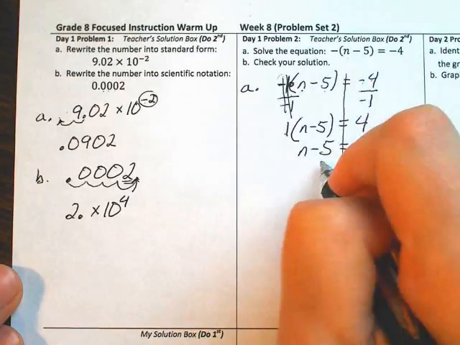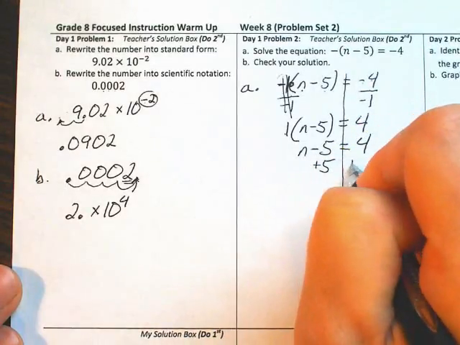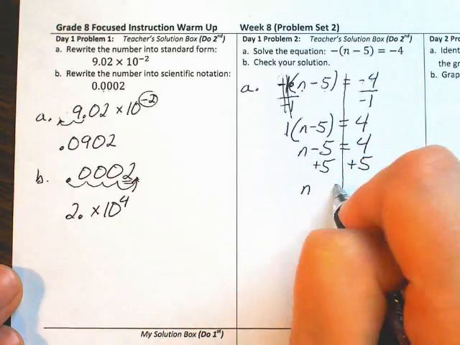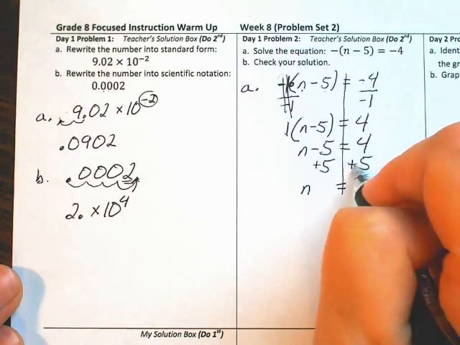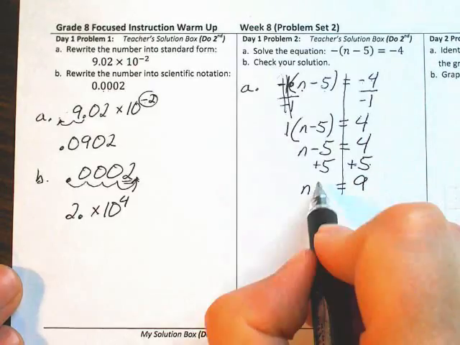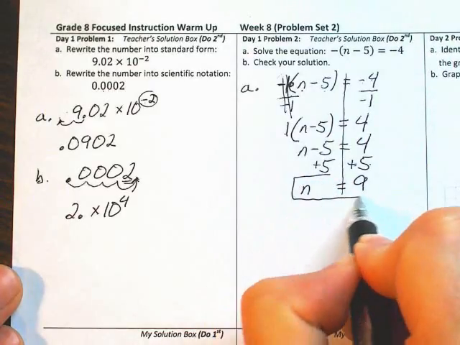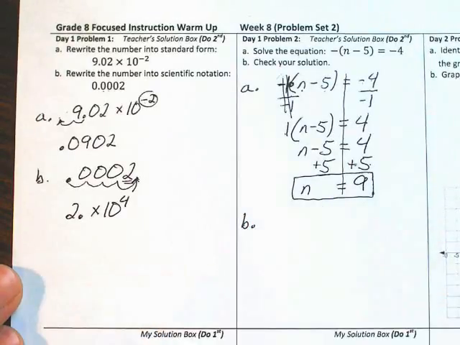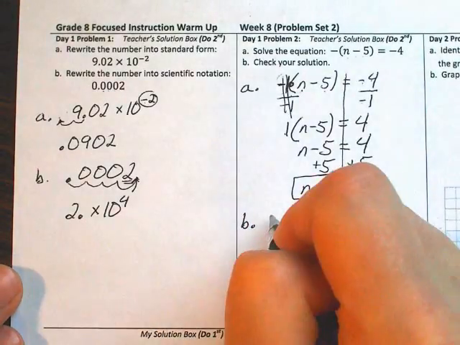To remove -5, add 5 underneath. Bring down the n is equal to 4 plus 5 makes 9. So we have the solution n equals 9 that we think is correct. And in Part B, we're going to check whether that works.